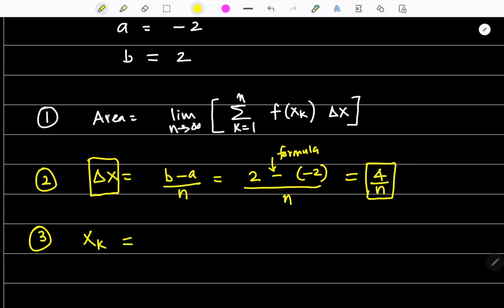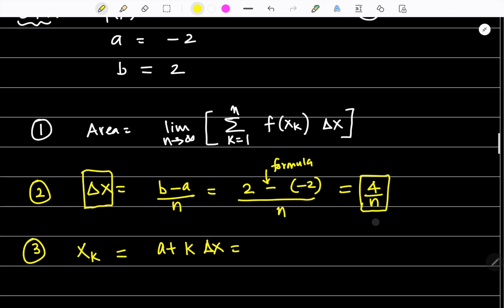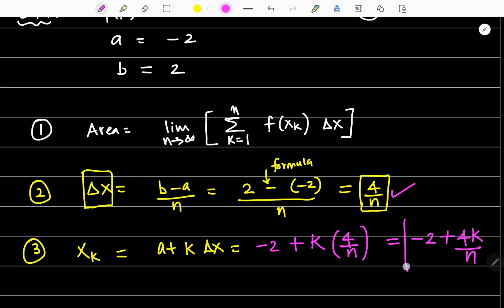Step number 3. Find xk. What is the formula for xk? A plus k times delta x. What is your a? Your a is minus 2. What is your k? We don't know. K is running in the summation, so k should be k only. What is your delta x? Just now we calculated 4 by n. So which is equal to what? Minus 2 plus 4k divided by n. So this is your xk. Step number 3 is okay?